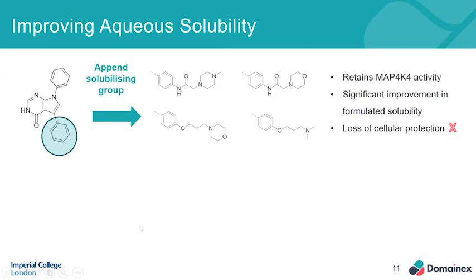So to that end, we went down the direction that many a kinase program has gone, looking to append solubilizing groups to the inhibitor. You can use the amide or the ether chain to append a basic solubilizing group. By doing this, you can get significant improvements in formulated solubility, so you can now get compounds that are 1 to 2 mg per mL soluble.